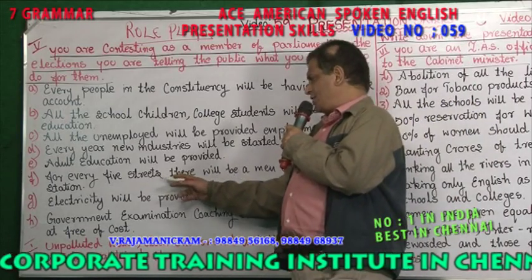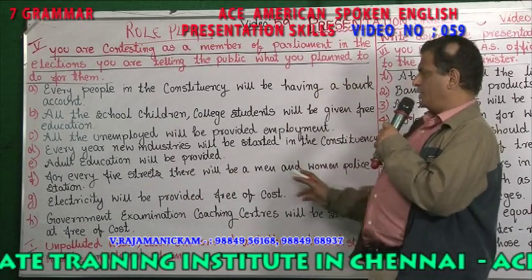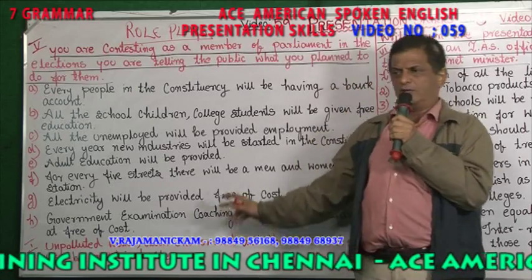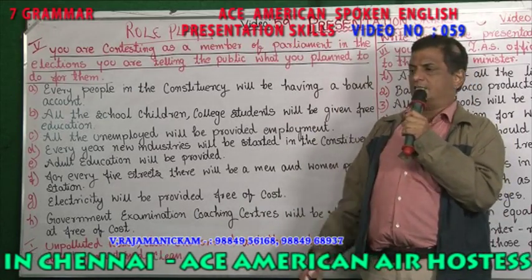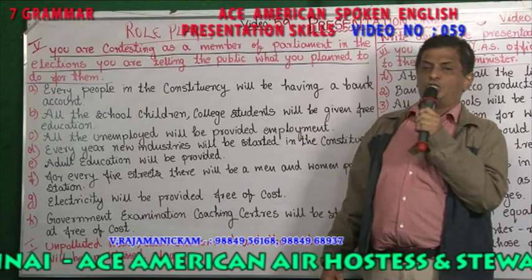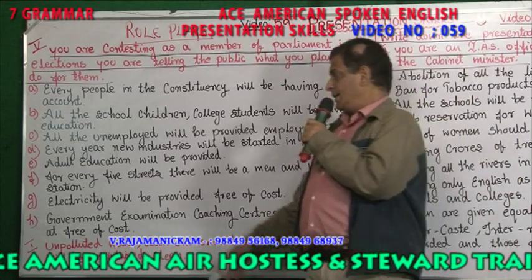For every 5 streets, there will be a men and women police station. A lot of robbery, a lot of theft, murder is happening. So for every 5 streets, there will be a women police station and a men police station.